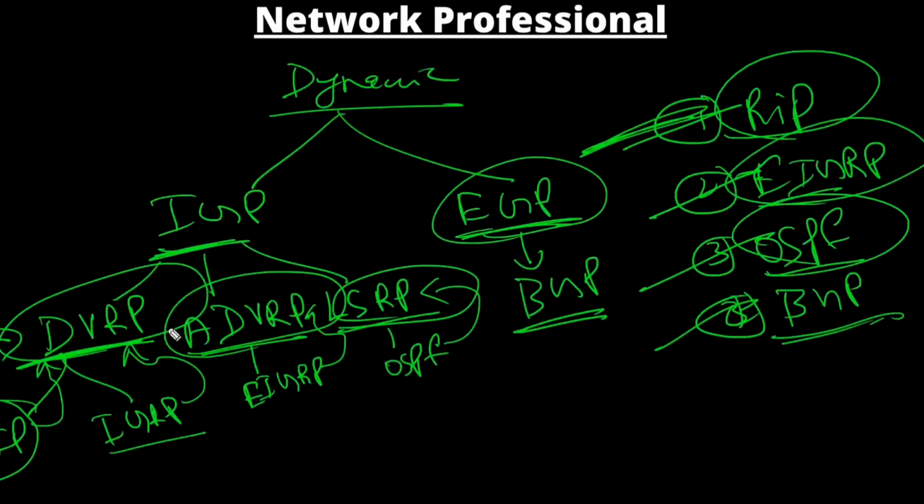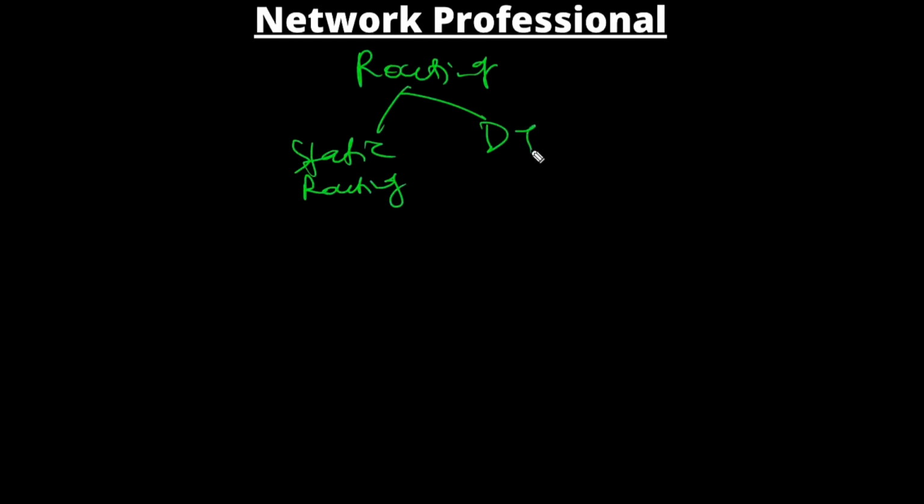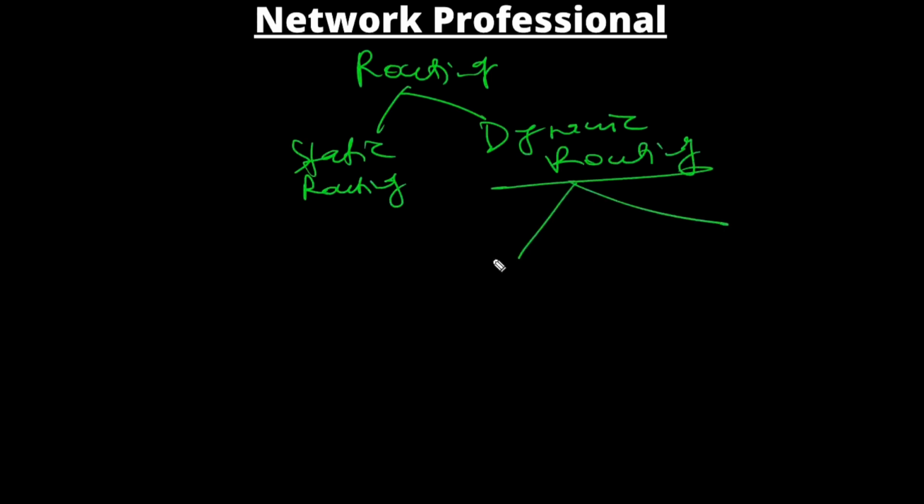How many types of routing are there? There are only two types of routing. First one is static, second one is dynamic, and there are two types of dynamic routing, right? You can make one chart like this: routing, after that static routing, and dynamic routing. There are two types of dynamic routing, IGP and EGP, right?